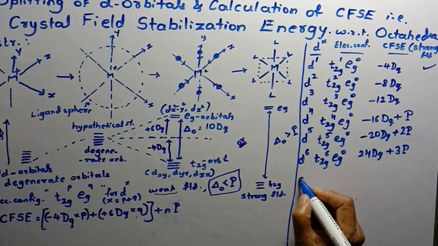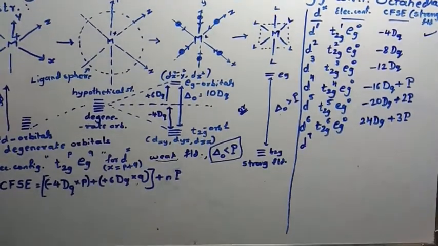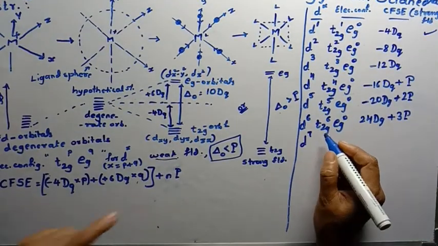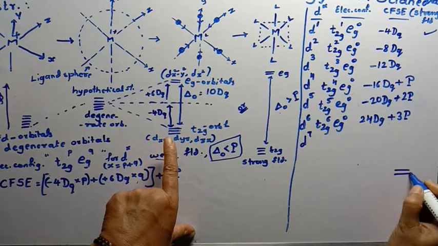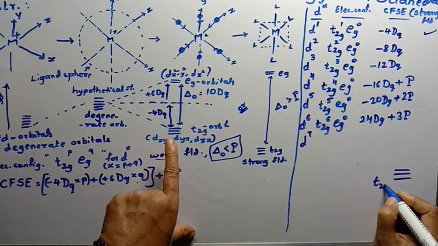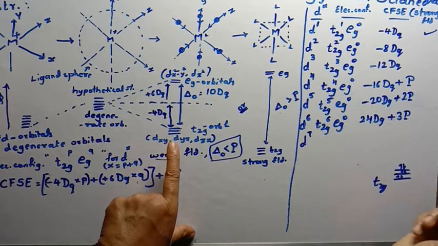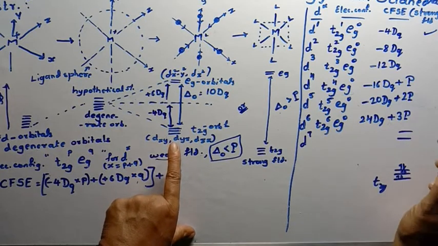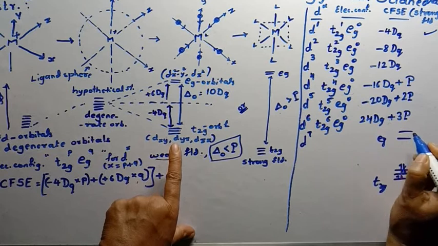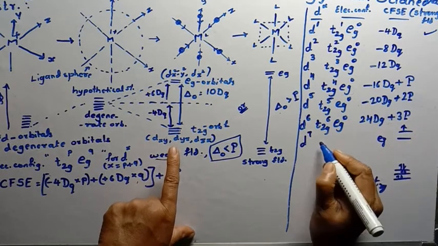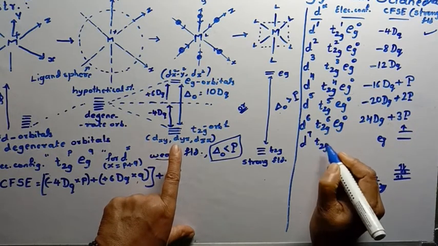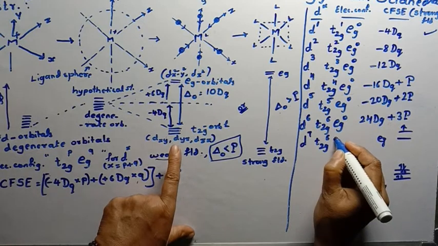Now the D7 system. With the D7 system there is no space in the T2G orbitals. These are the T2G orbitals, all paired and completely filled. So there is no other go; the electron has to go to the higher energy level. So D7 is T2G raised to 6 and Eg raised to 1.